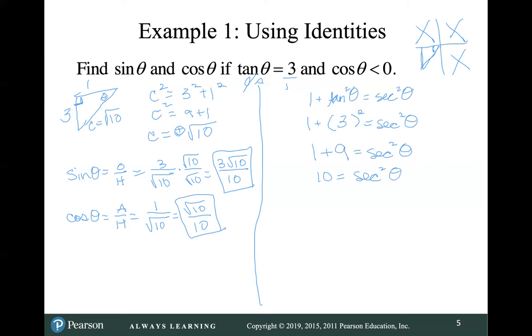But we don't need secant, we need sine or cosine. So now that we have secant, we say, okay, well, which one can we find, sine or cosine? Well, secant is the reciprocal of cosine. So if I find the value for secant of theta, which is going to be plus or minus the square root of 10, we know that cosine is negative. So we can say that secant of theta equals negative square root of 10 equals 1 over cosine of theta. So then cosine of theta equals negative 1 divided by the square root of 10.